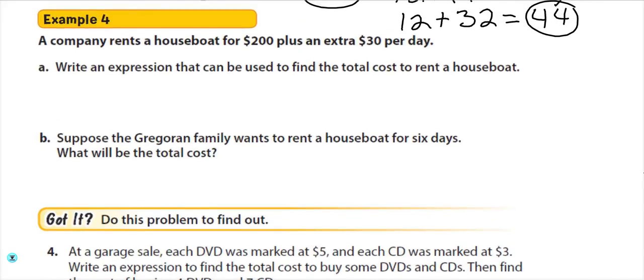Example 4. A company rents a houseboat for $200 plus an extra $30 per day. Part A, write an expression that can be used to find the total cost to rent a houseboat. All right, so it's going to cost $200 plus an extra $30 a day. So we'll have $200 for the initial fee plus, and then $30 for every single day that they're on it. So each day would be 30D.